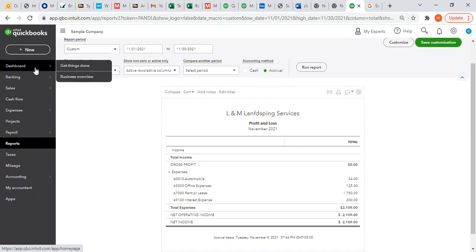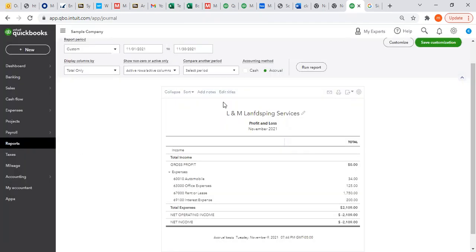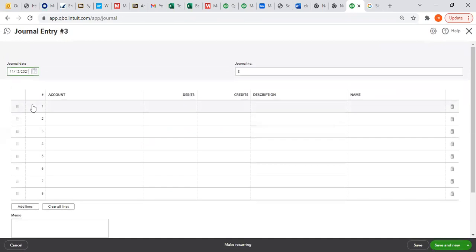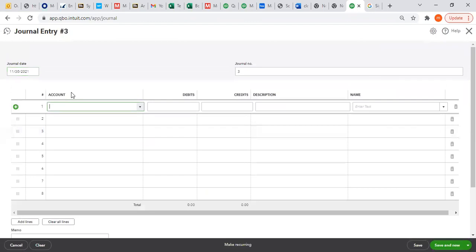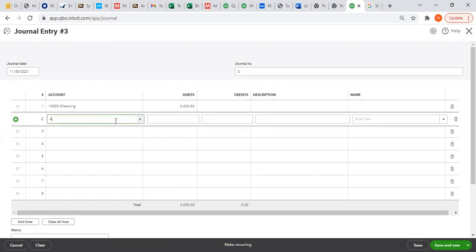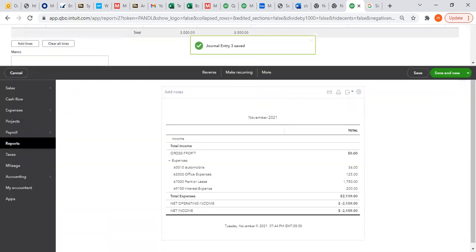Okay, so now we're going to go back to plus, journal entry, November 30th. Checking. Because I didn't save, I have to do it over. If you saved before, don't do it again. You saved the 3,000 transaction that I just told you before. Landscaping, great. So you don't have to do it again. Okay, so we're saving the $3,000 and you'll see that the report is totally different now.